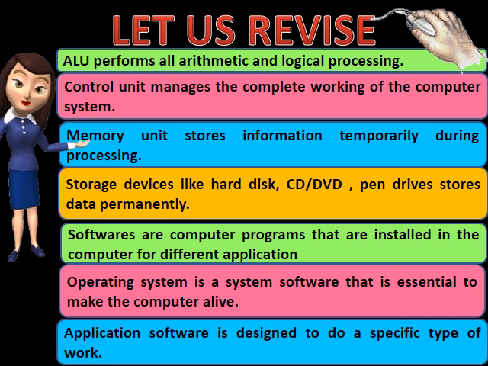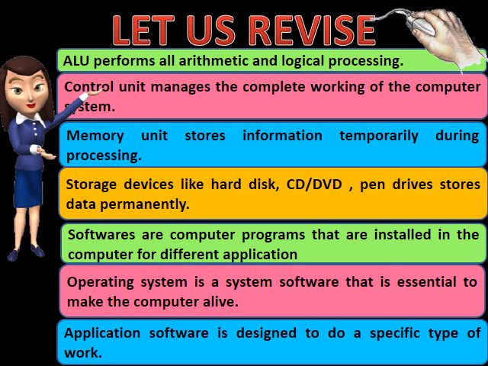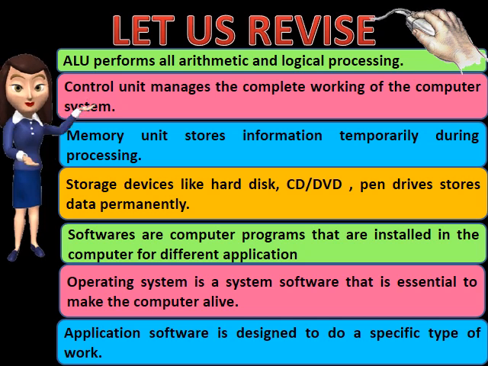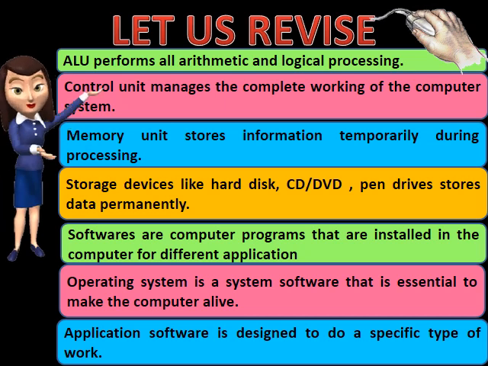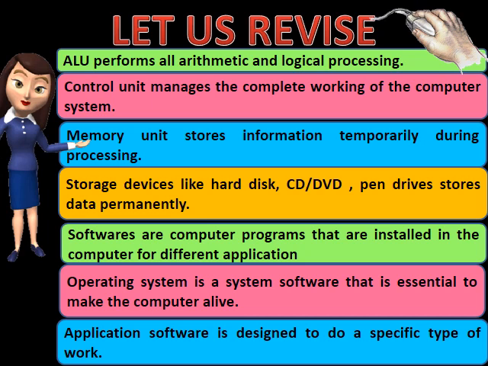Software are computer programs that are installed in the computer for different applications. Operating system is a system software that is essential to make the computer alive. Application software is designed to do a specific type of work.